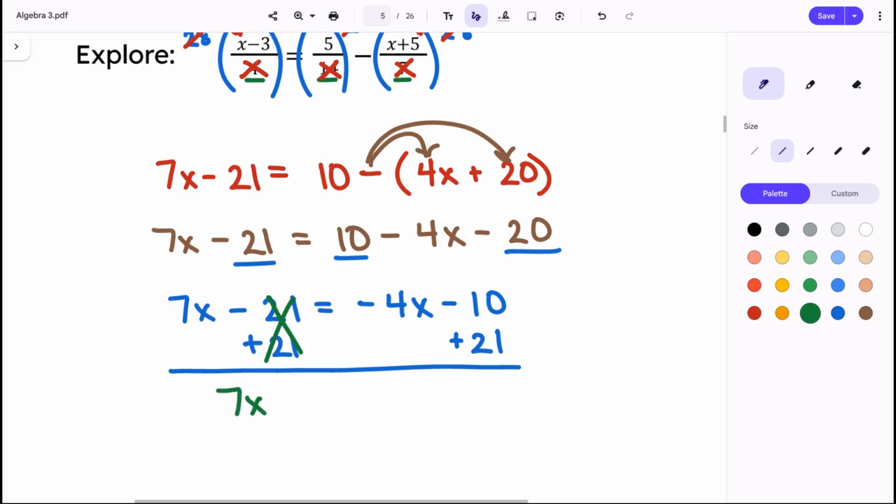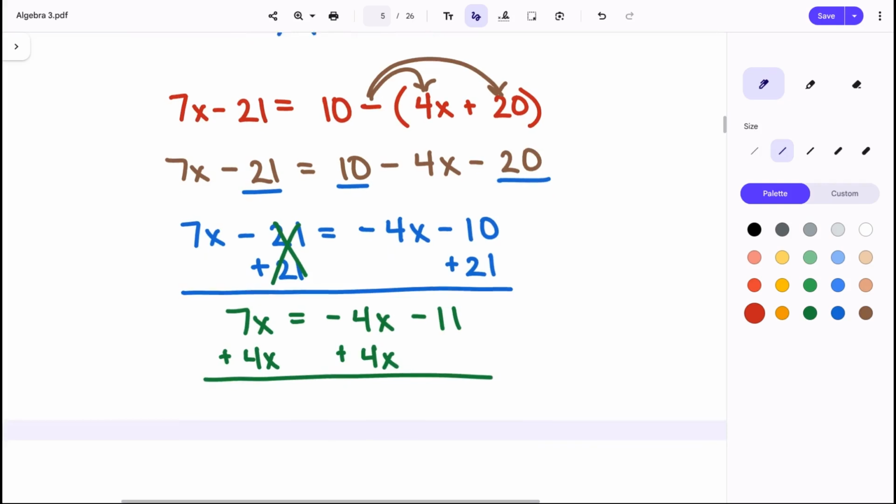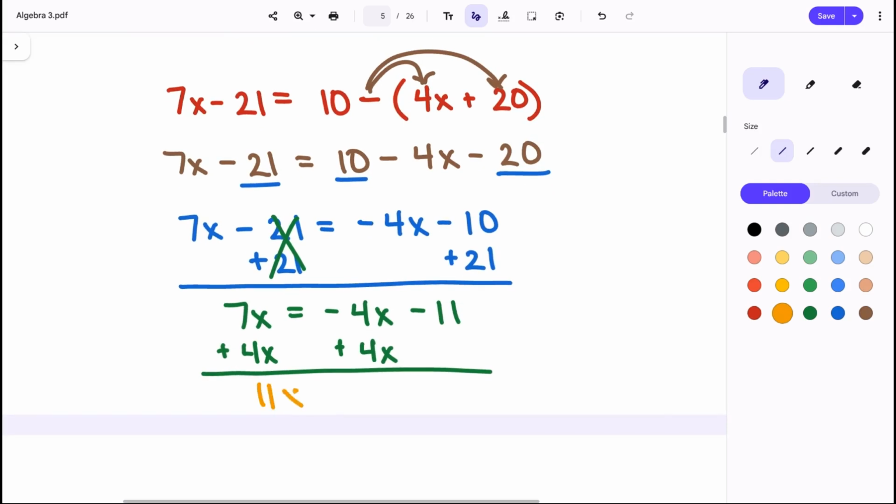So now I have 7x equals negative 4x, and then negative 10 plus 21 would be negative 11. And then what would we do? So we're going to add that 4x over. It would now become positive 11x. Oh, yeah, you are right. It would be positive 11 over here. Thank you. And then equals 11. And so what do you get for x? 1. Questions on that?